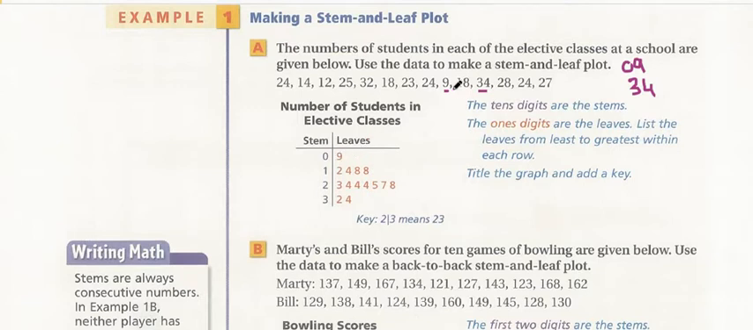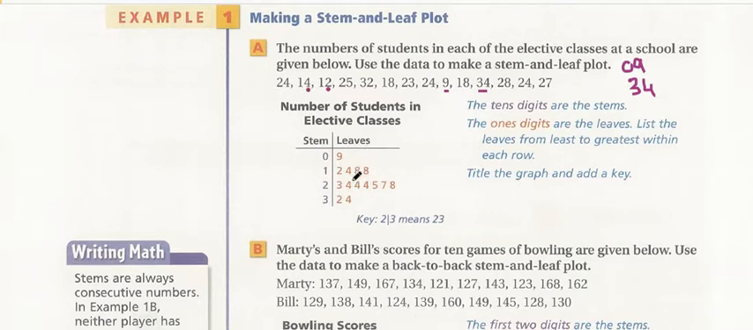What is the smallest number I have? 9. So what is the tens? 0. And the ones? 9. After 9, I'm moving in ascending order, so I have 12. I already wrote the 1, which is the tens, in the stem, so I write the 2 in the leaf. After 12, I have 14. I already wrote the stem once, I'm not going to rewrite it. I'm just going to write the 4 beside the 2.